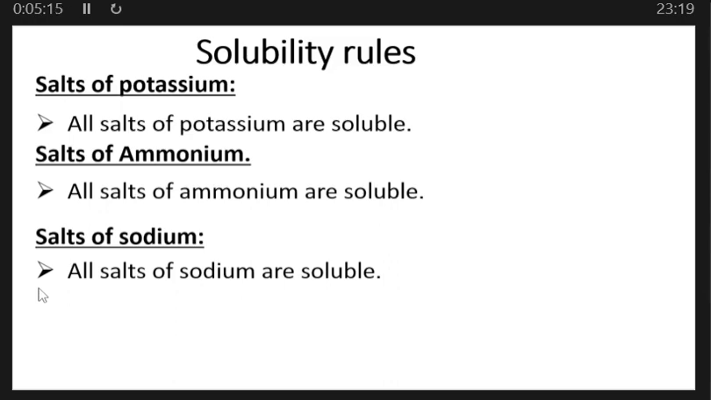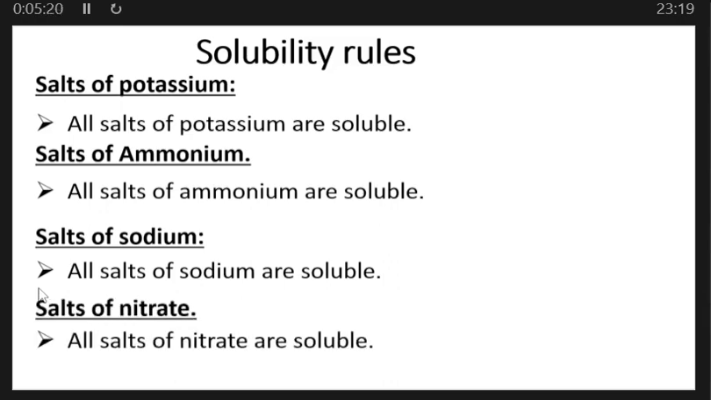All right, so let's move to salts of nitrate. Equally here, all salts of nitrate are soluble. We don't know any nitrate salt that is insoluble. So, for example, sodium nitrate is a soluble salt. Potassium nitrate is a soluble salt. Zinc nitrate is a soluble salt. Silver nitrate is a soluble salt. So, all salts involving nitrate are soluble.